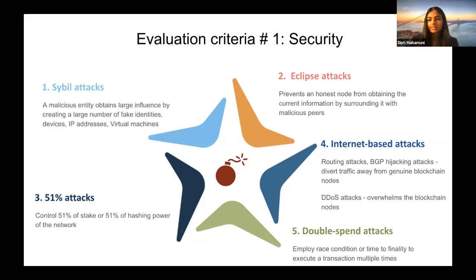Fourth are internet-based attacks. Some examples of internet-based attacks are routing attacks and BGP hijacking attacks, which divert traffic away from genuine nodes on the blockchain. Another example is DDoS attacks, which can overwhelm the blockchain nodes. With routing attacks and BGP hijacking attacks, attackers can prevent the publication of honest blocks and push their own malicious blocks onto the network. From there, they can also create forks and start double spend attacks.